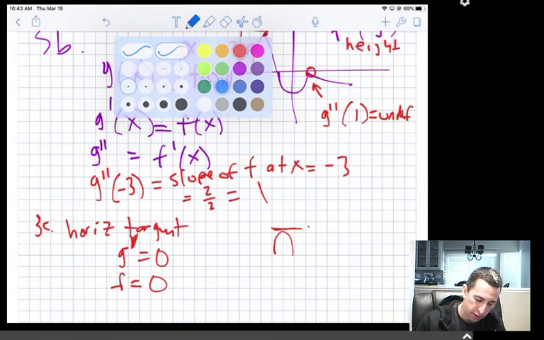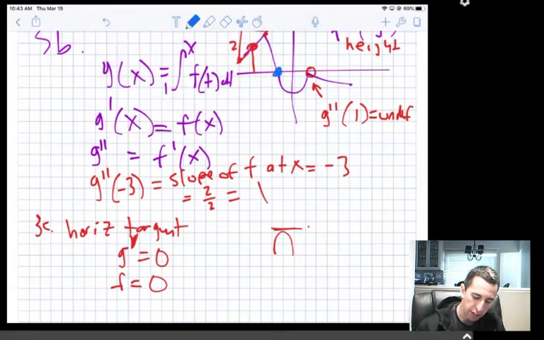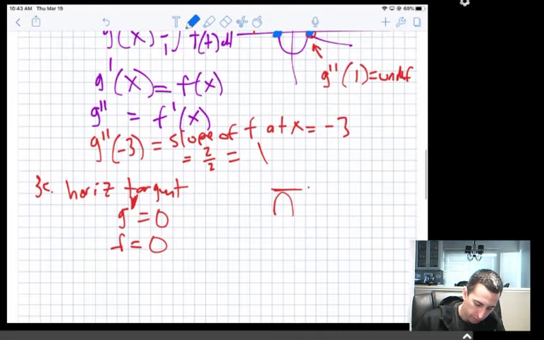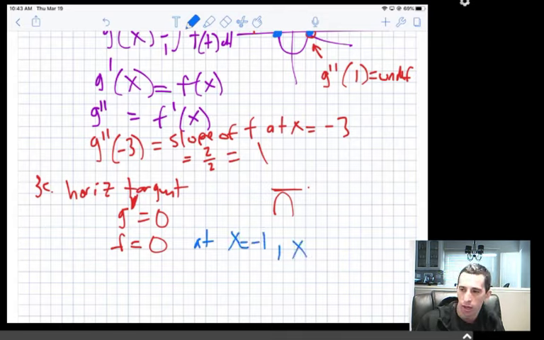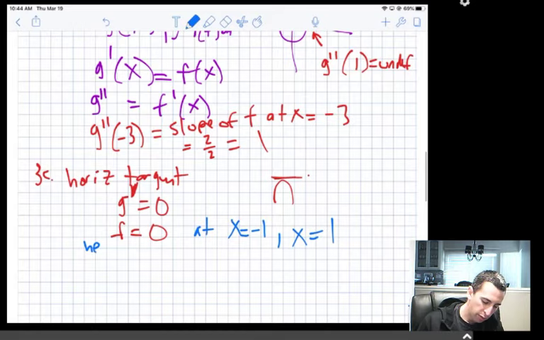I'm going to highlight these in blue right here. We have the point at -1 and we have the point at +1. That's where I have a height of 0 on my graph of f. So that happens at x equals -1 and x equals 1. Those are the 2 points where we have a height of 0. So when f is 0, it's saying the height of f is 0.